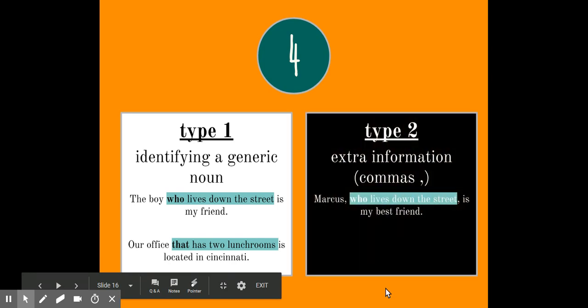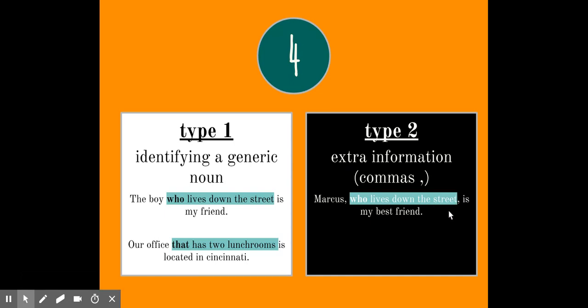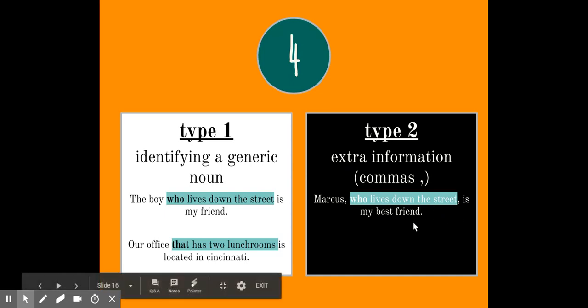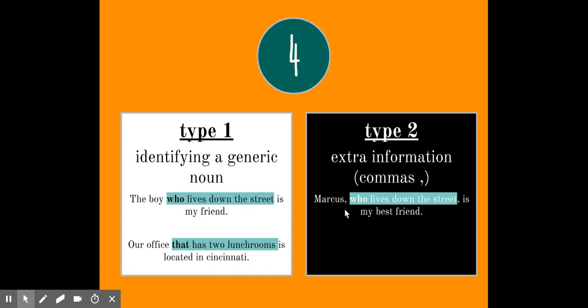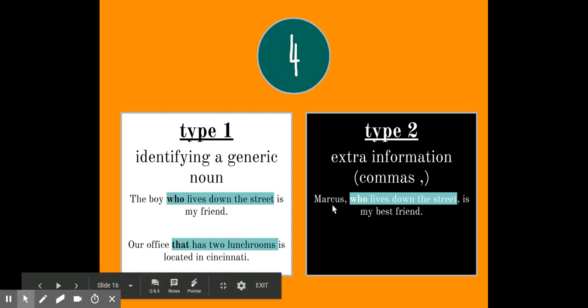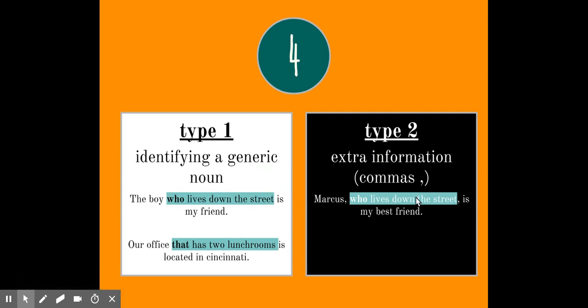The second type is just extra information. And if it's extra information, we put commas on both sides. So Marcus, who lives down the street, is my best friend. Marcus is my best friend. This is already specific. We know who Marcus is, right? This just gives us more information about Marcus.